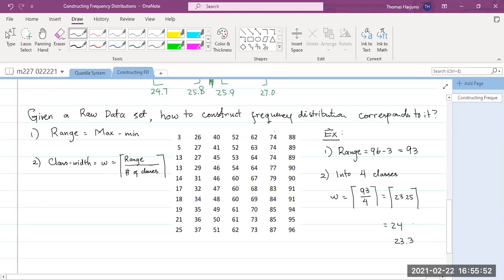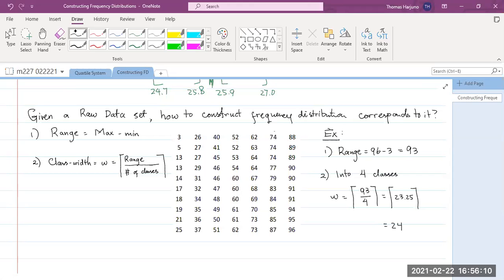Never round down, never truncate. Always round up. The actual meaning of this ceiling notation is round up to the next integer. Round up to the next integer.